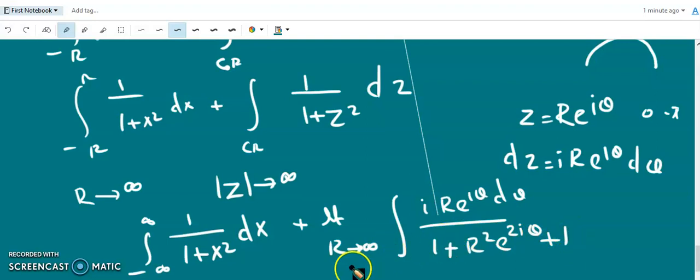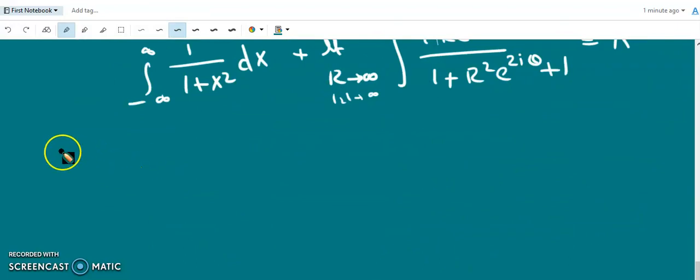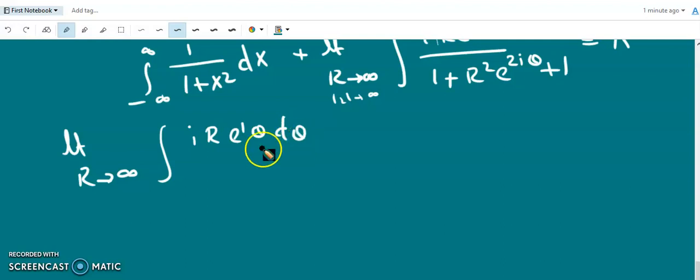Okay, r tends to infinity, or mod z tends to infinity. Now we find this integral. First, the sum of those two is pi. We find this integral: limit r tends to infinity of the integral of i r e^{i theta} d theta by r square e^{2i theta} plus 1. So we divide each and every term, both the numerator and denominator, by r.